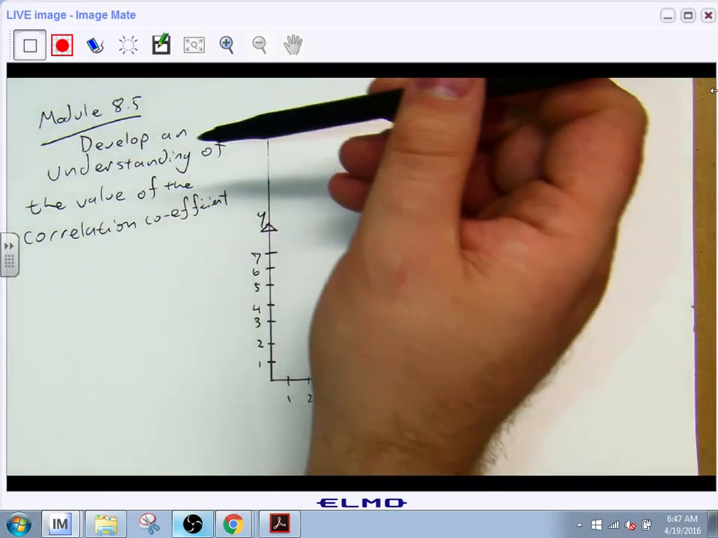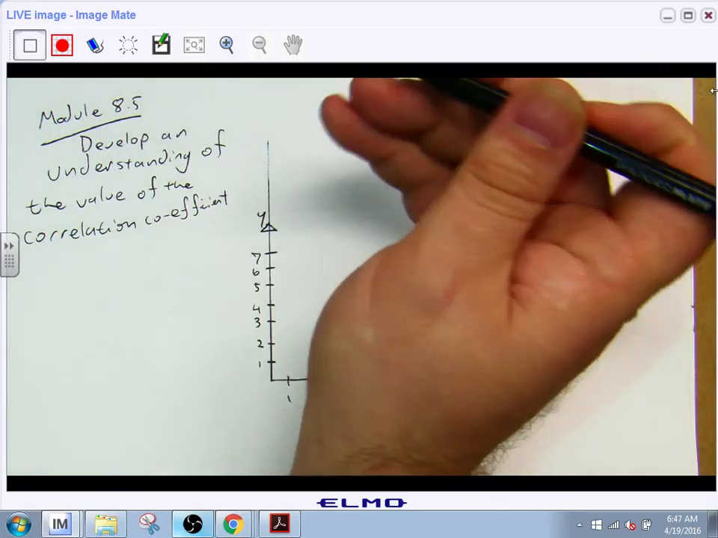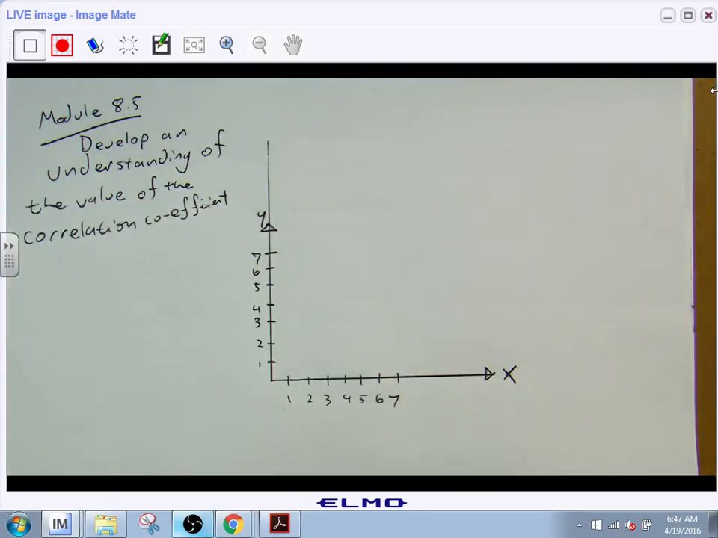Our target today is to develop an understanding of the value of the correlation coefficient. And so we've talked a little bit about correlation. We've talked about how a scatter plot could or could not be a correlation. And so what we're going to be doing today is looking at it in a little bit more detail, and we're starting to use some metrics that people who analyze data use when they're talking about correlations.